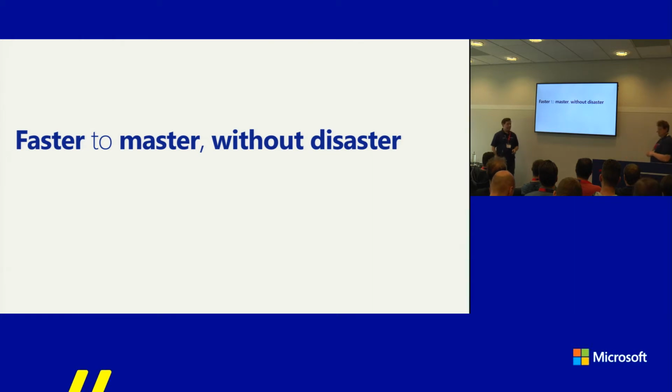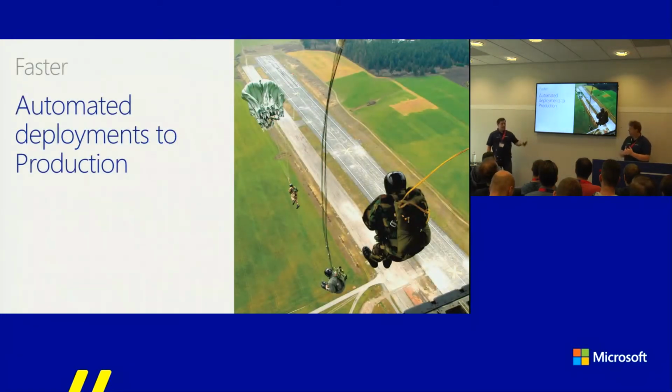And the first one is faster. For me, faster straight away means automated deployments to production. You're trying to deliver your value, get it straight out of the plane, piece after piece, time after time, over and over again. Nice and really quick. Continuous delivery, basically.